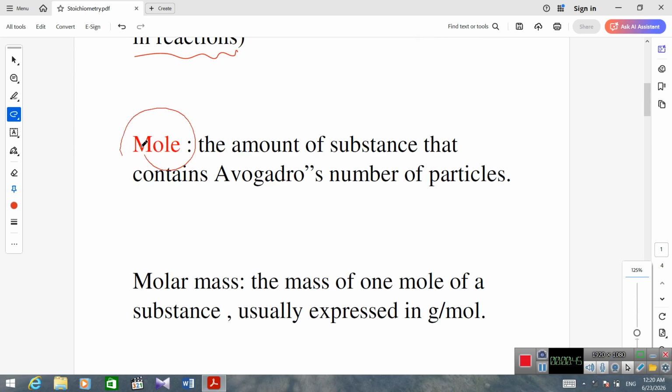The definition of mole: the amount of substance that contains Avogadro's number of particles. As we all know, Avogadro's number is 6.02 multiplied by 10 to the power of 23. This amount of atoms is called 1 mole of atoms, and this amount of molecules is called 1 mole of molecules, and similarly for other particles.